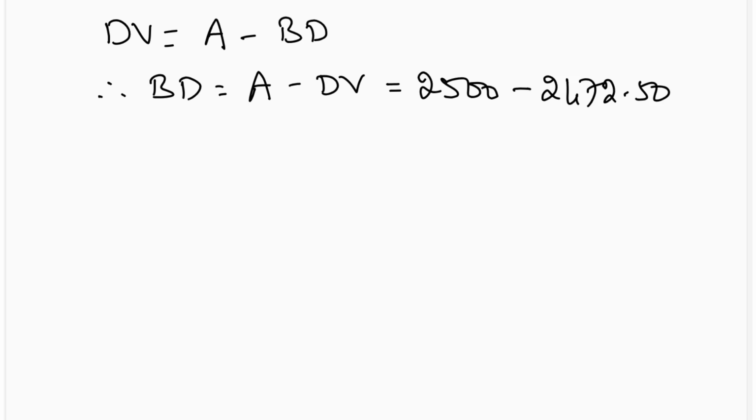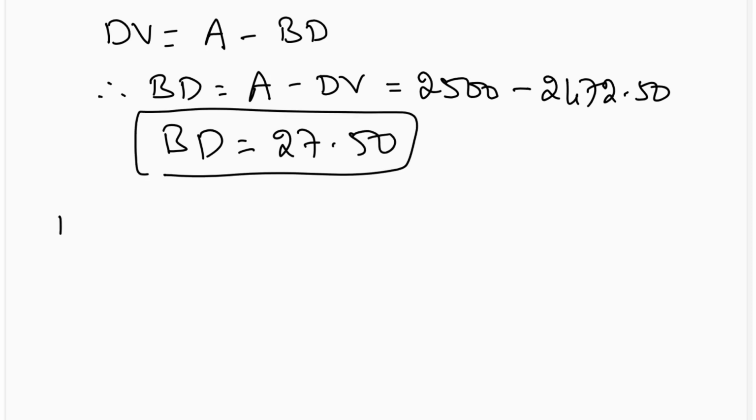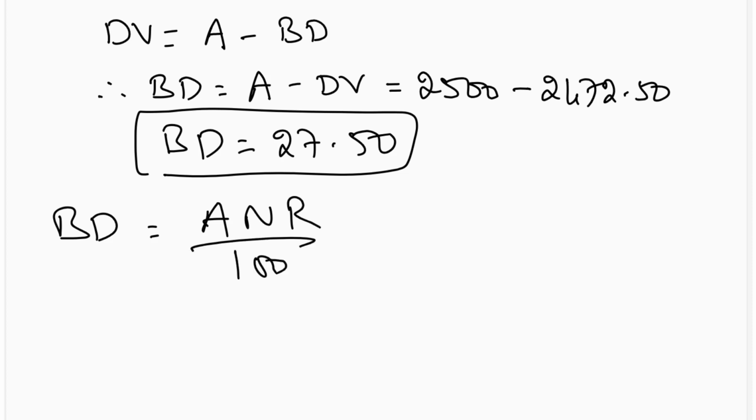Now, since they have given the discounted value and all, using this formula, discounted value equals A minus BD, amount minus BD. So if you send BD to the left side, it becomes plus BD, and the discounted value will be minus. So substituting, this banker discount you will get is 27.50.